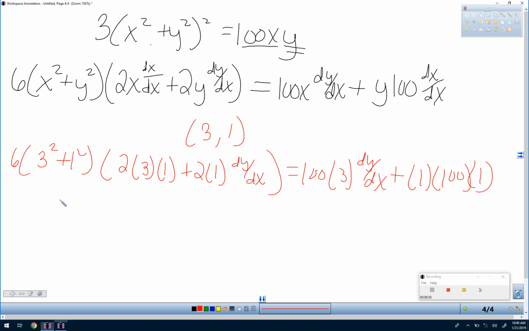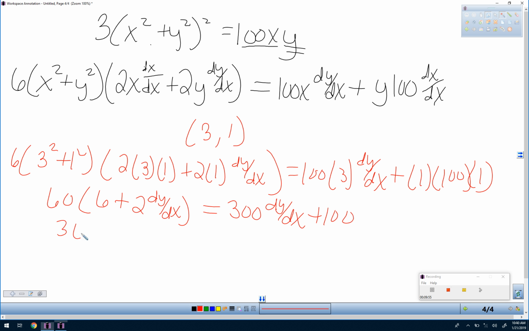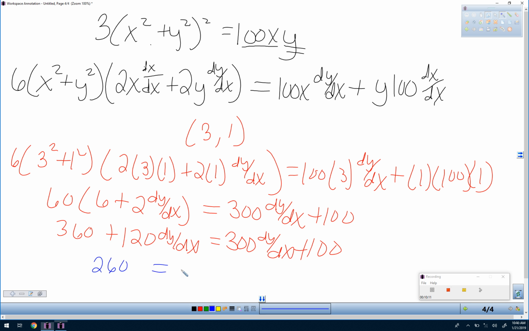10 plus 10 times 6, that'd be 60, times 3 times 2 is 6, that'd be 6 plus 2 dy/dx equals, and then over here I'd get 300 dy/dx plus 100. I'm going to go ahead and distribute, and that would be 360 plus 120 dy/dx is equal to 300 dy/dx plus 100. And then I'm just going to subtract 100, so that gives me 260 over here. Subtract 120, that would give me 180 over there.